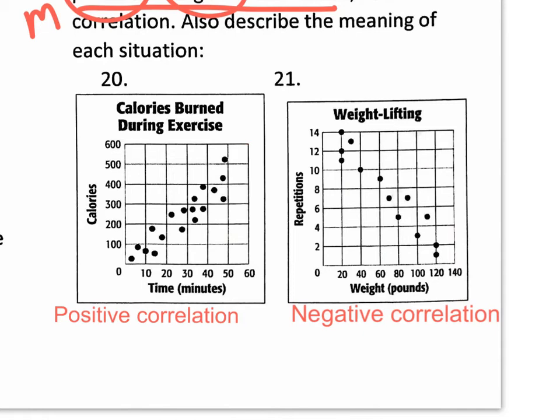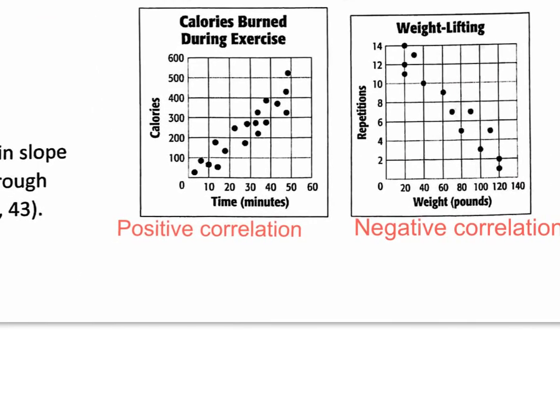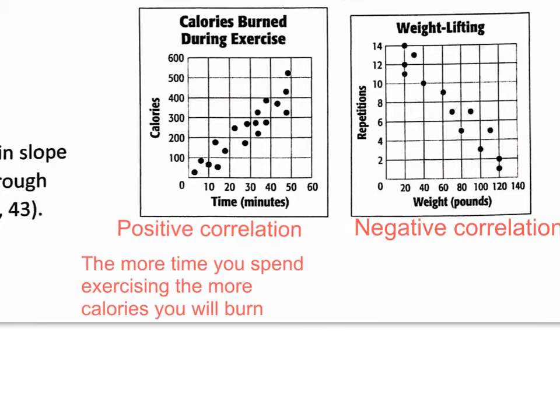So we need to be able to at least read it in a multiple choice answer and identify which one's the correct one. So what could we say about exercise and calories burned? We could say what? So you need to be able to identify that right there. The more time you spend exercising, the more calories you'll burn. That is a positive correlation. The more time, the more calories that you burn.